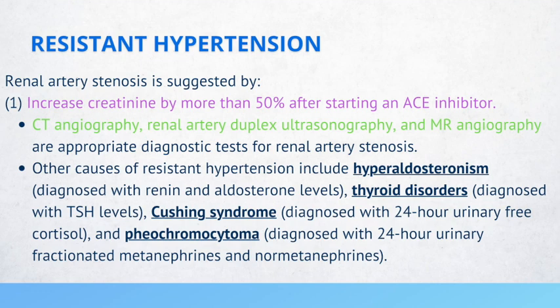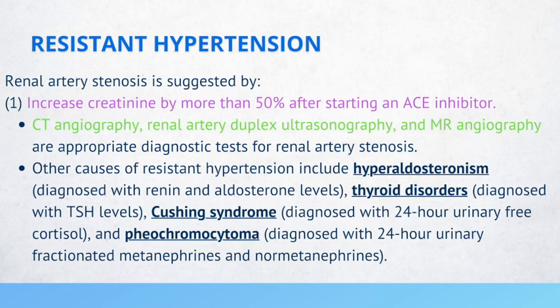Other causes of resistant hypertension include hyperaldosteronism, which is diagnosed with renin and aldosterone levels. Thyroid disorders as well, which is diagnosed with TSH levels. Cushing syndrome, which can be diagnosed with 24-hour urinary free cortisol. And pheochromocytoma as well, which can be diagnosed with 24-hour urinary fractionated metanephrines and normetanephrines.